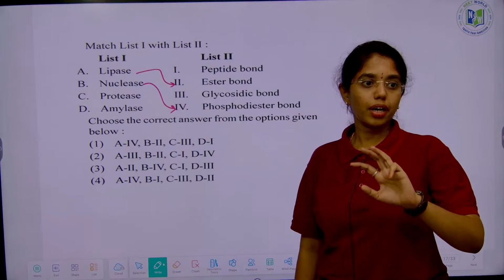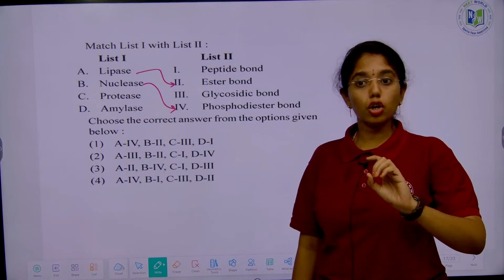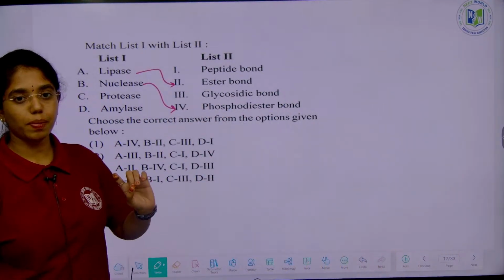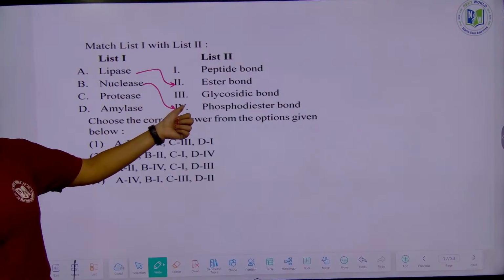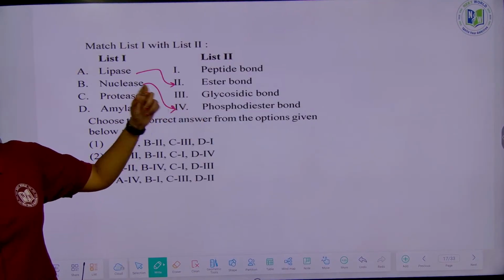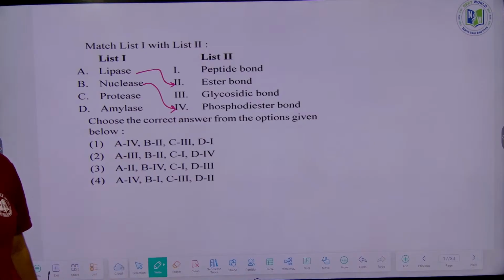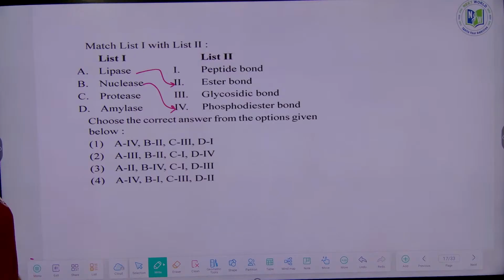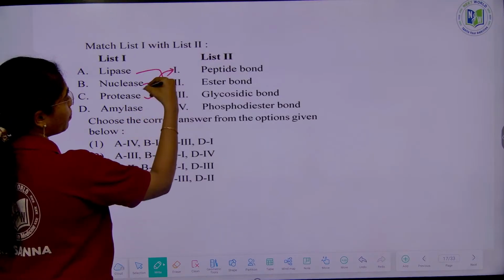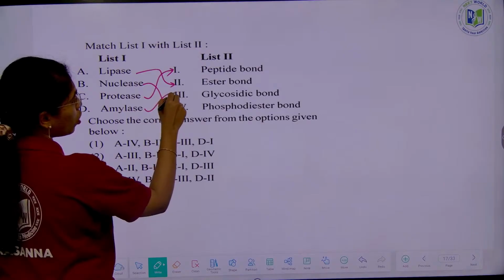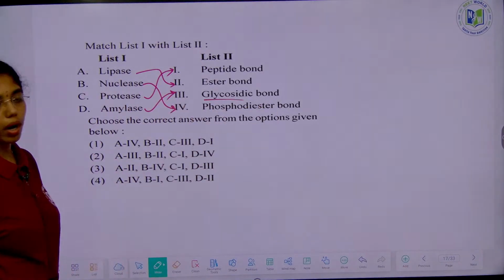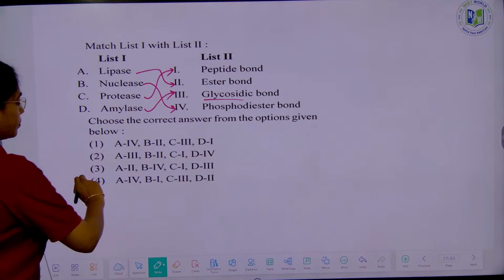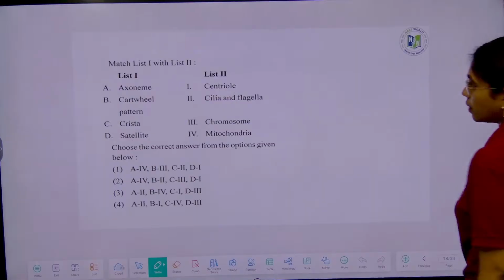What are they? Sugar, phosphate group and nitrogenous base. Okay, and they are connected by a what? Phosphodiester bond. Two nucleotides are connected by a phosphodiester bond. Nucleic acid is a polynucleotide chain, right? So protease will cleave peptide bond. Amylase will act on glucose, which has glycosidic bond, right? So what is the right answer? Next.